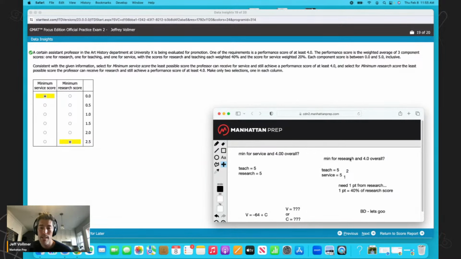And then same process for research, right? Just remember that service is rated at 20%. And so a 5 in service only counts as 1. You need 1 more point for research. So even if you get a 2 on research, 40% of that is only like 0.8, that's not going to get you to a 4 overall. That'll get you to a 3.8. So you need the highest score there.